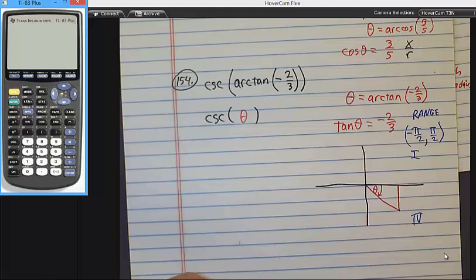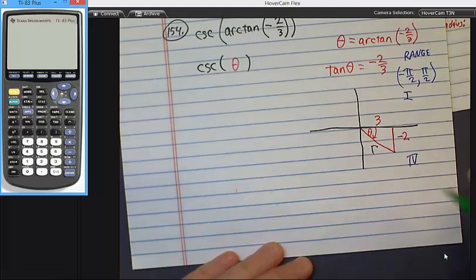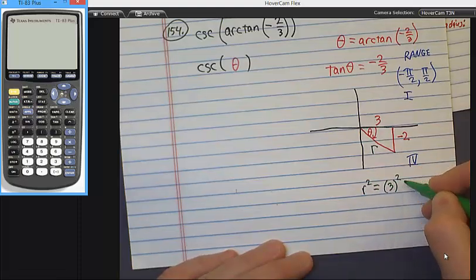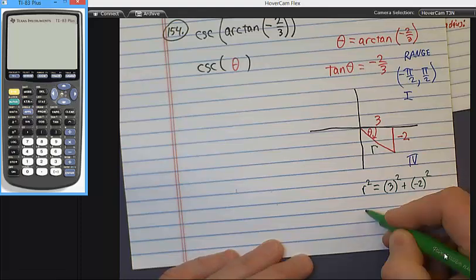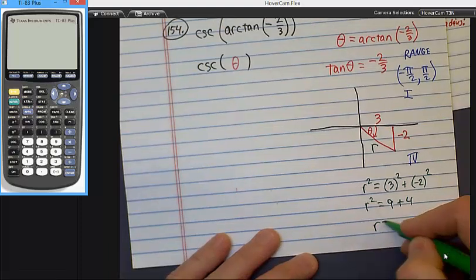And I guess if this is theta and the tangent is negative 2/3, I'm going to label this guy negative 2 because it's going down. That's opposite over adjacent. I'm going to label this positive 3. That's right. And I still need to compute r, don't I? We know that r squared is 3 squared plus negative 2 squared. So r squared is 9 plus 4, so r squared is 13. So r is the square root of 13.